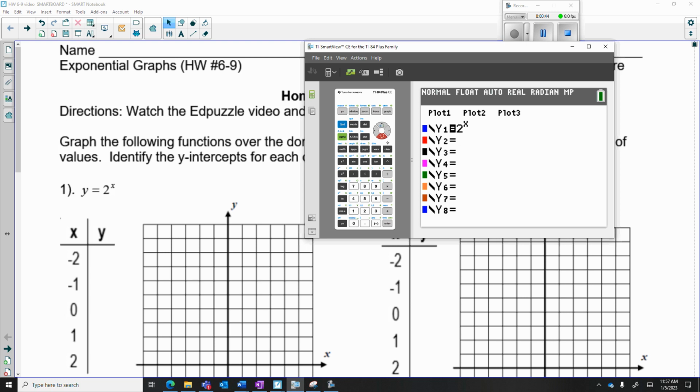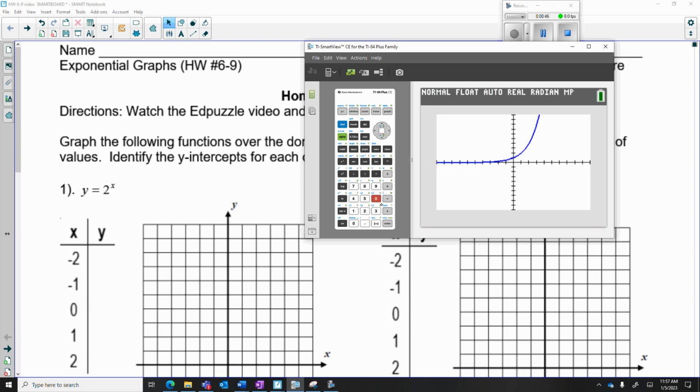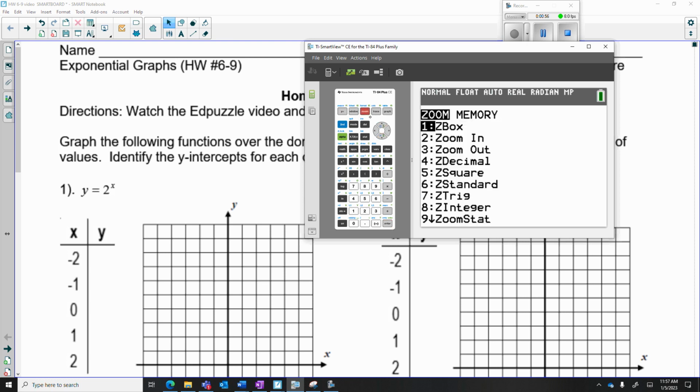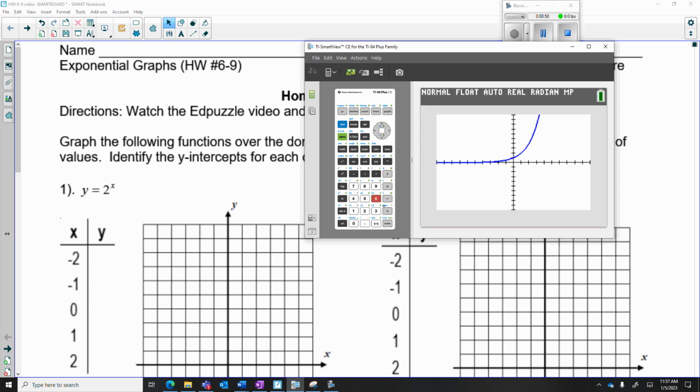So now we want to go back to Zoom 6, which is Zoom standard. And if you're having any trouble, just make sure when you go to y equals that your plot is off. If you see a highlighted plot, you want to hit enter to turn it off, and then Zoom 6, okay? So this is called exponential growth. As you can see, from left to right, it's starting very shallow, and then the slope is increasing and it's getting steeper as we look to the right.